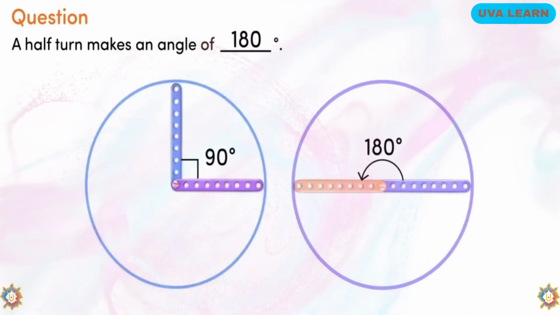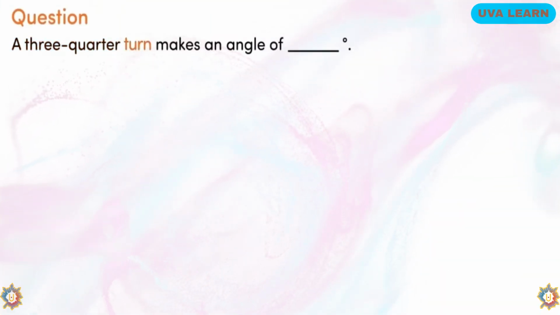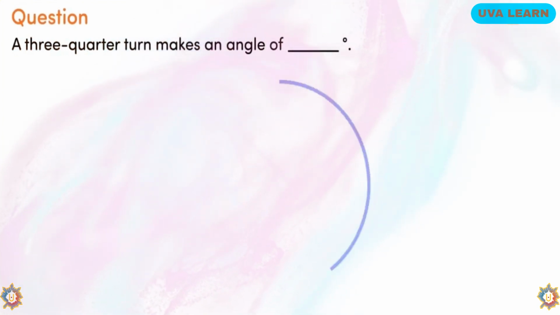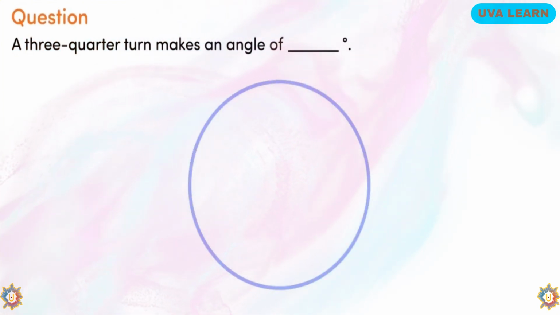Perfect. So far we have learned a quarter turn and a half turn. Let's move to the next level. A 3/4 turn makes an angle of blank degrees. Can you imagine how a 3/4 turn would look like?